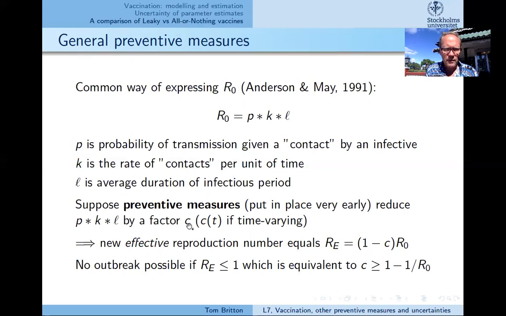If you reduce transmission by a factor C, or C of t if it's time varying, then the new effective reproduction number is the basic reproduction number multiplied by 1 minus C. This we discussed earlier, and also in Mikael's lecture. And we know that there will be no outbreak if the effective reproduction number RE is smaller than 1, which is equivalent to having reduced the fraction of contacts by this much. You could aim at reducing P, K, and L, and that is something we will discuss in the live session on Thursday.